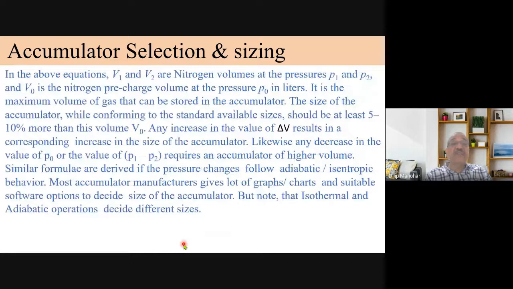Once you have delta V0, there are charts available in books or in the catalog. Use that catalog to select the volume based on this delta V0. This delta V you can use to select the volume V0 required for the bladder accumulator, and that should be increased slightly more than the required volume delta V. So select 10 to 15% more than this volume to size the accumulator.